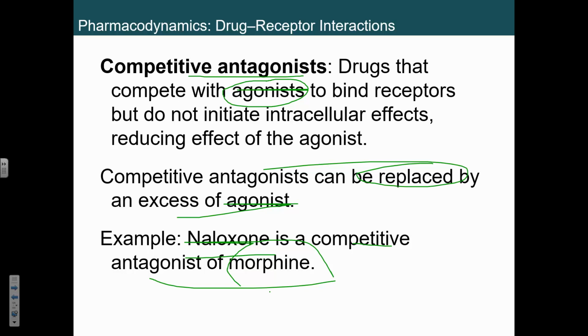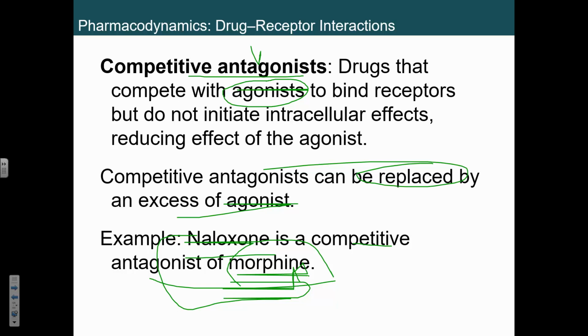So if someone has overdosed on an opioid, you can give them naloxone, right? So that works. Why does that work? Magic? No. We're thinking about affinity again, and this competitive antagonist. Naloxone is shaped like morphine, so it will bind to that morphine site, but it won't do anything once it's in there.